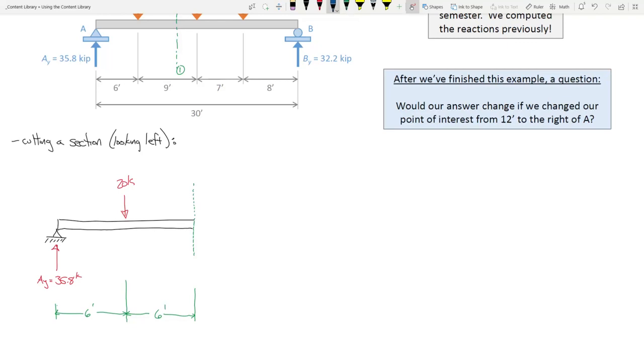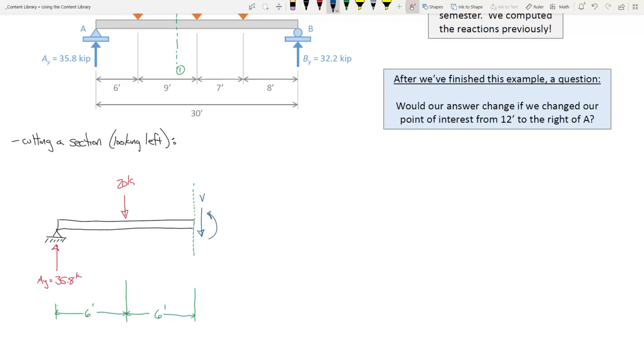Now, the next thing we have to do is draw our positive internal responses, okay? So, shears. If I cut a section and look to the left, which way is positive? Down. So we're going to draw a downward shear. And moment, which way is positive?